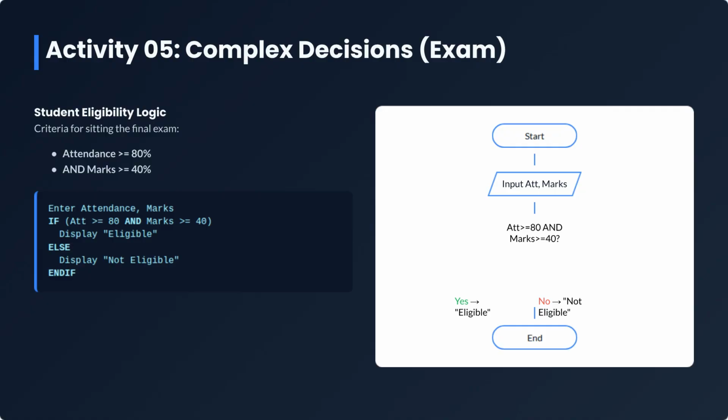Activity 05 demonstrates complex decisions for student exam eligibility. The logic requires an attendance of 80% and marks of 40% or more. This is visualized in the flowchart using a single decision point with 2 conditions.